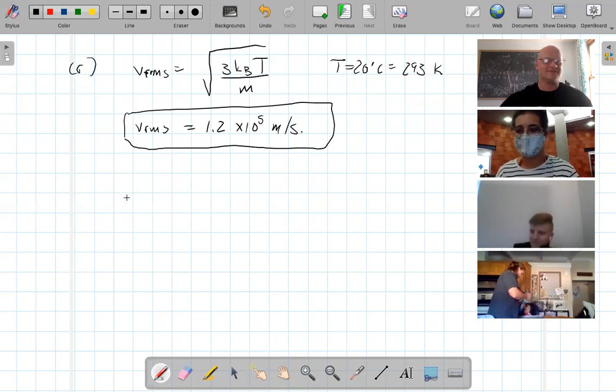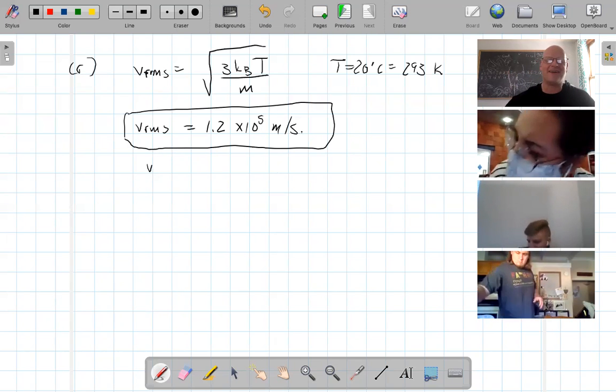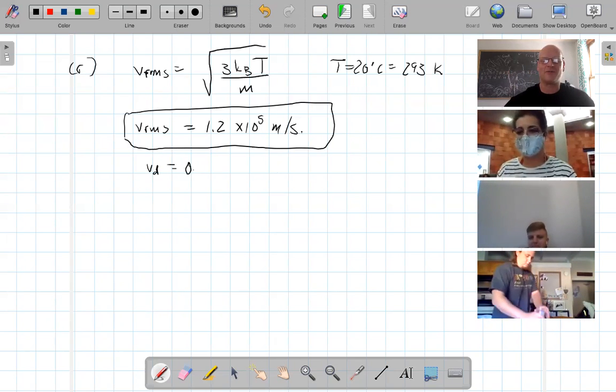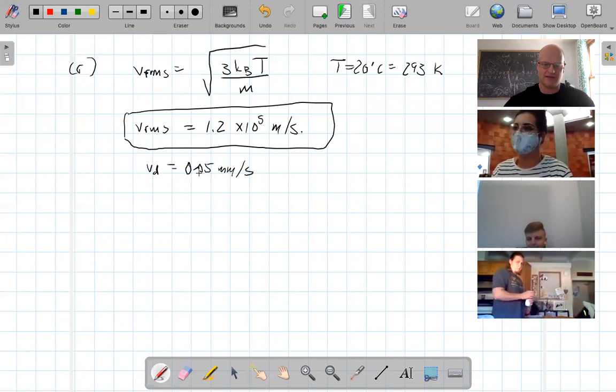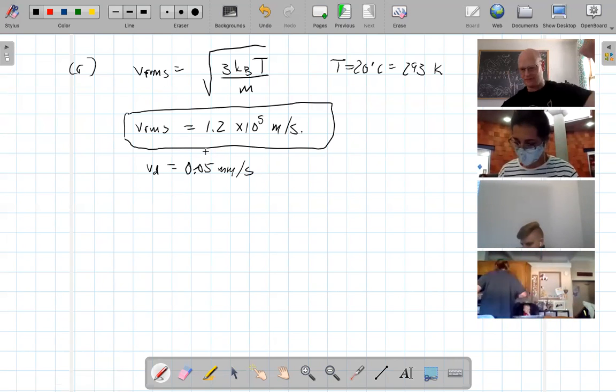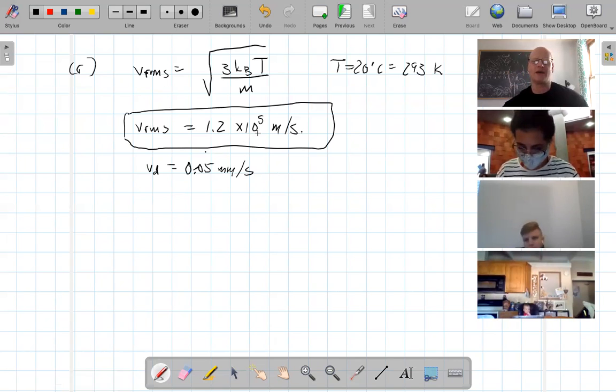Okay, good. So let's go back. Let's compare now these two numbers. The drift velocity was 0.05 millimeters per second. And now the RMS velocity of the particles moving in different random directions inside of the wire is 1.2 times 10 to the 5th meters per second, which is the same thing as 1.2 times 10 to the 8th millimeters per second.